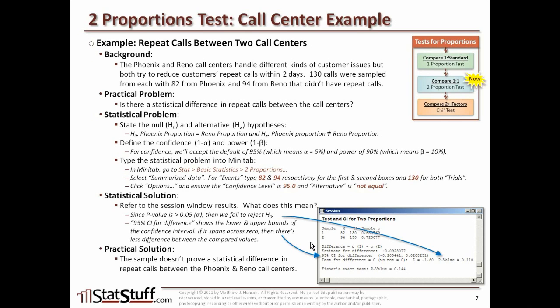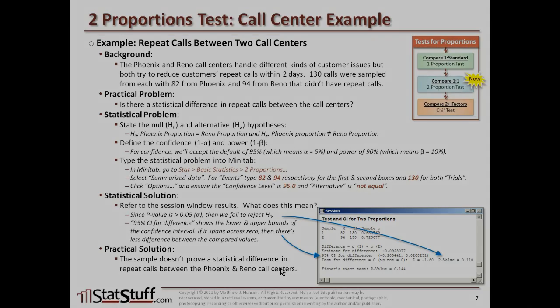So from a practical perspective, what we're saying is that the sample that we have, the 130 from each of those locations, is not sufficient to prove a statistical difference in the repeat call activity between the Phoenix and Reno call centers. If you were to increase your sample size, there may truly be a difference between them, but the sample size that you have is insufficient to prove a statistical difference. So if you think there really is a difference, you have to go back and collect more samples, enough that you can statistically prove there is a difference between the two call centers.